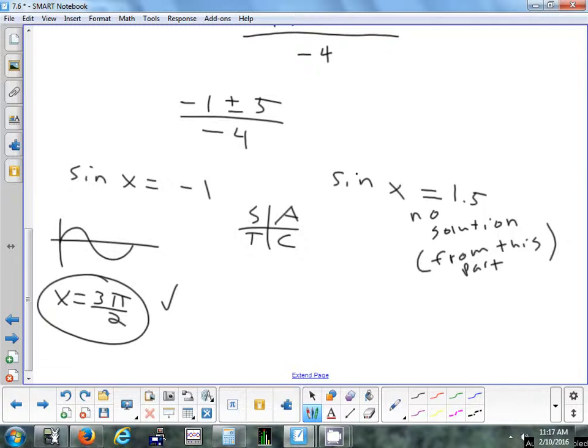Okay, so we went from a problem that could have had potentially 4 answers. 2 spots where sine is negative, 2 spots where sine is positive, but sine never gets this high, so we had no solution. And this part was right on the axis, so we only had one solution. Okay. Any question on that?